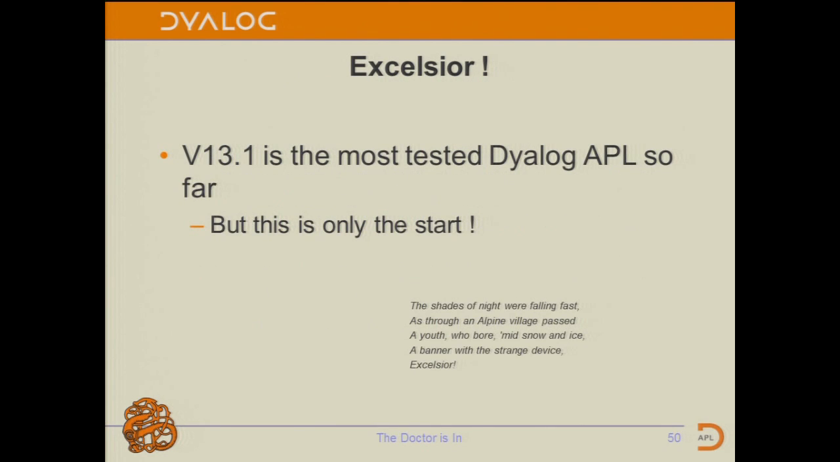So, onwards and upwards. Version 13 is the most tested version of Dyalog APL so far. We've only started. We're going to improve on our performance QAs. We're going to improve on our QAs full stop, the large ones. And help from you guys would be great. If you have little pieces of code you would like us to add to the QAs, either for performance or bits of your application, then please let us know and we'll add them.